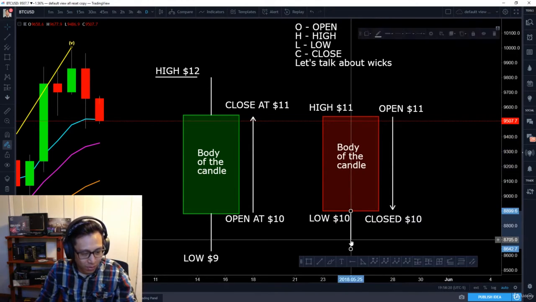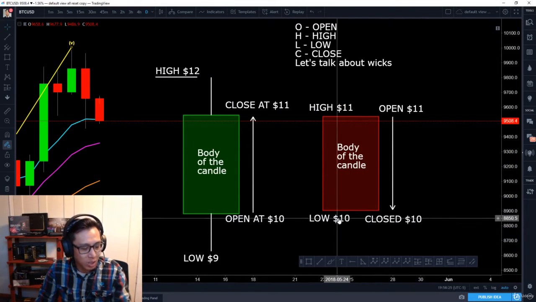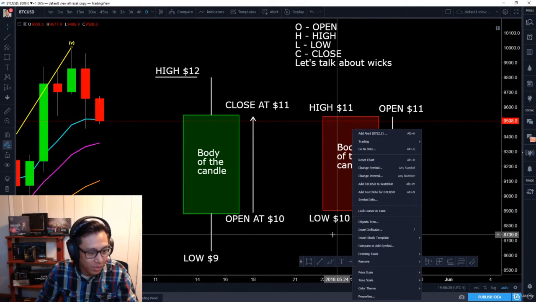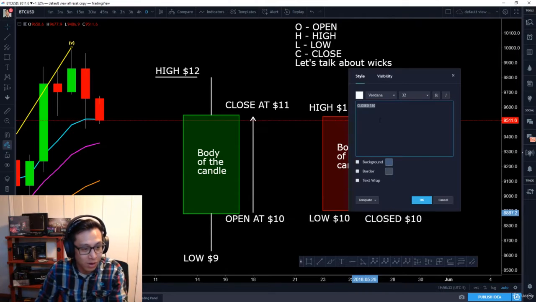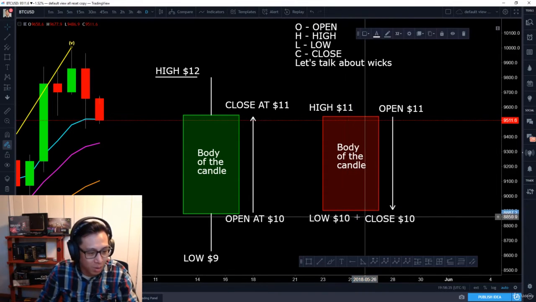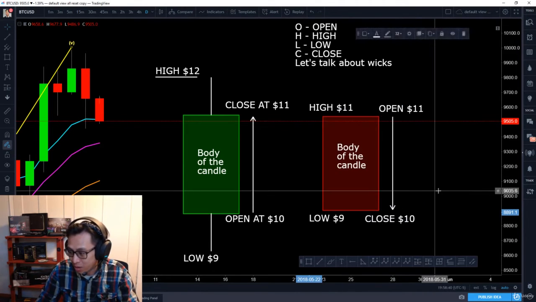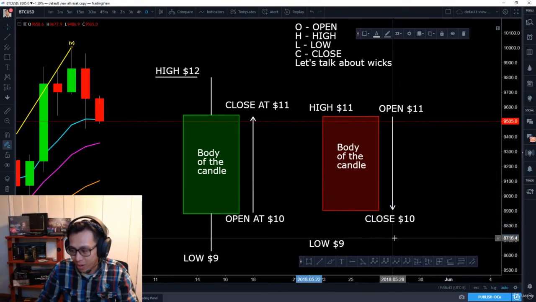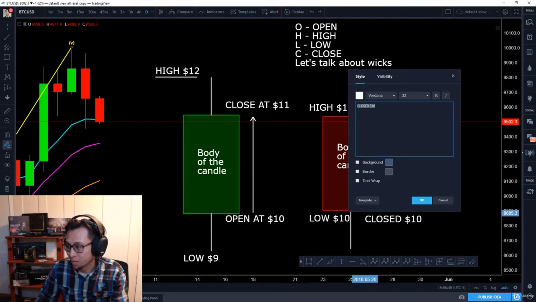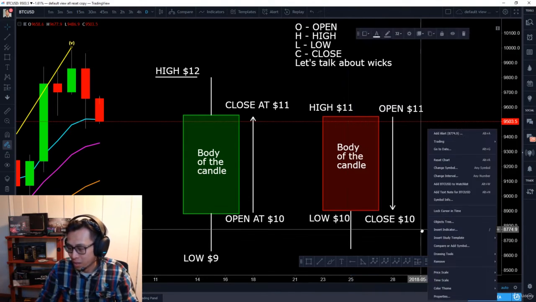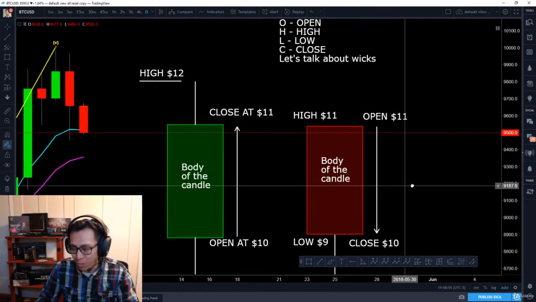Oops, my mistake. If it actually closed right here, right? Then we would say that the low is the same as the close, right there. But let's just say, for example, that it actually got to $9, okay? $9 right here, all the way down to over here, right? All right. So let's say that this low was actually $9, right? Down over here.